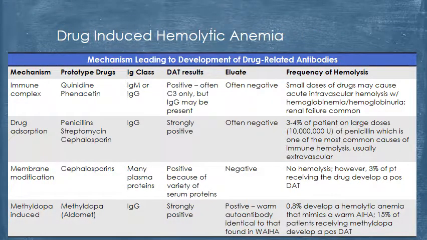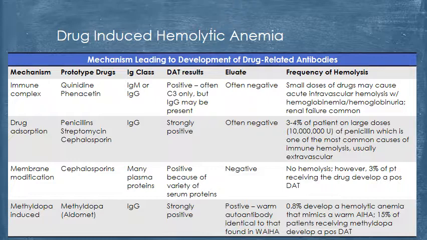Now, what are the drugs that cause these things? So, for example, in the immune complex mechanism, the drug sensitizes B cells, causing them to produce antibodies. That occurred in an original exposure to the drug, and then the next time you're exposed to the drug, the antibodies combine with the drug, and you develop these immune complexes. So the drugs that are associated with that are shown: quinidine and phenacetin. I don't know how to say that.